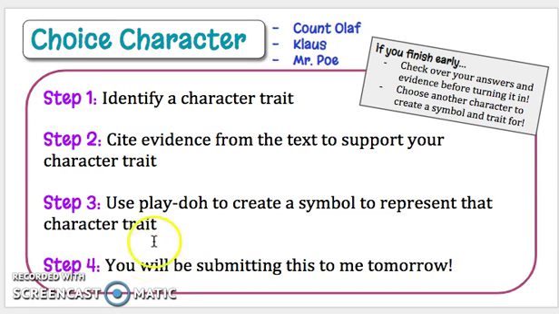Okay. Now, if you do finish early, make sure you check over your answers because you will be turning this in, and I'll be grading your choice character. If you have more time left in class and you finish early, you can create another symbol for one of the other characters you didn't choose, or you can go ahead and continue reading for our novel. Okay? Make sure if you have any questions, rewatch this video, and I will check in with you during pride time.